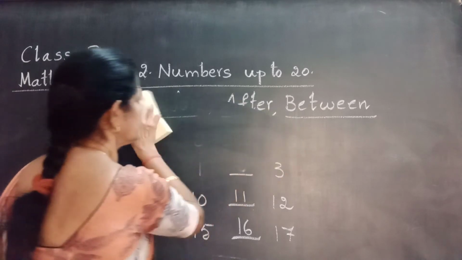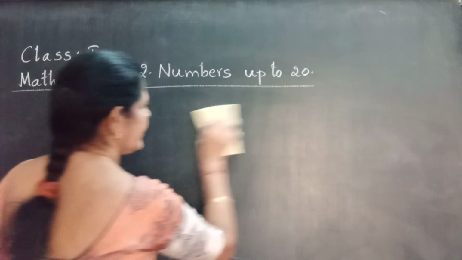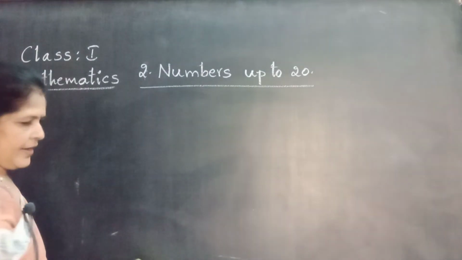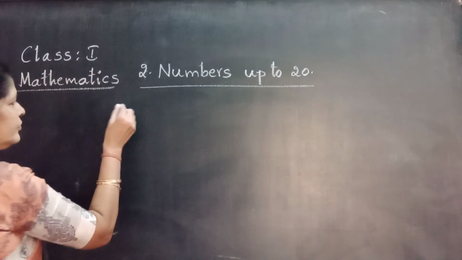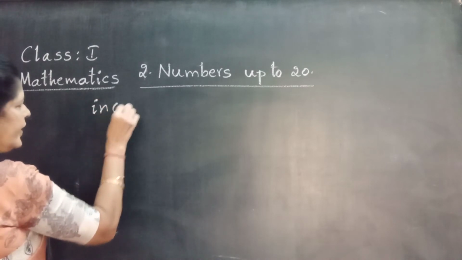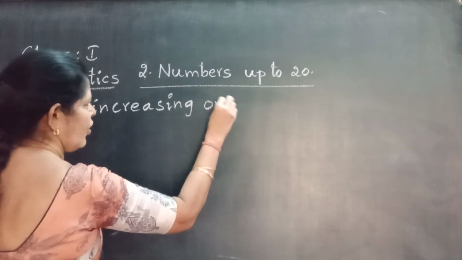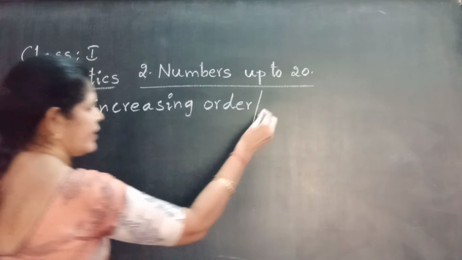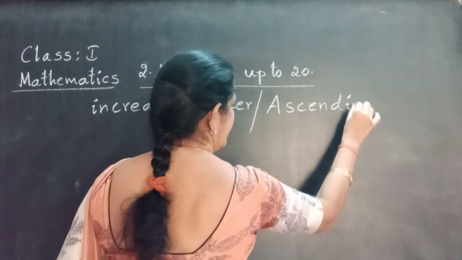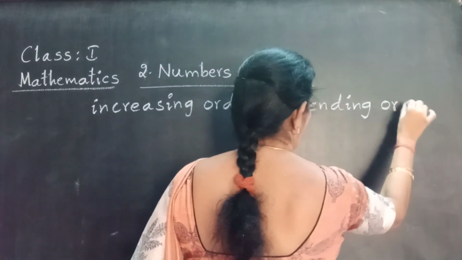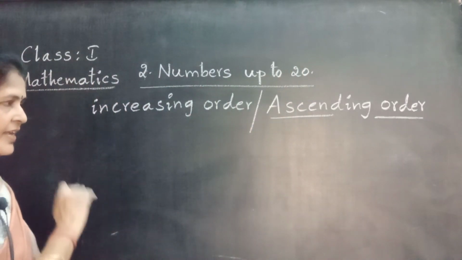Next concept is increasing order or decreasing order. Increasing order and decreasing order. Increasing, I-N-C-R-E-A-S-I-N-G, order. Another name is ascending order. A-S-C-E-N-D-I-N-G, ascending order. Generally, we use the word ascending order, increasing order.